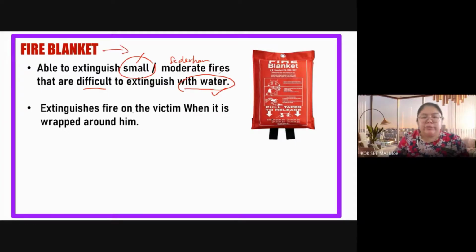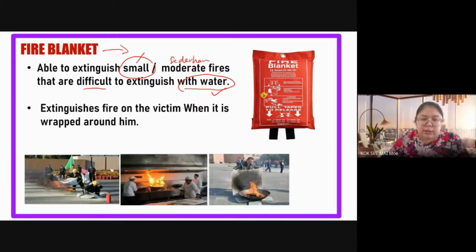It extinguishes fire on the victim when it is wrapped around him. How do we use it? You wrap the victim and bring them out of the fire. So this one is a fire blanket. Normally we use it together with water, then they come out. Okay, this is an example of a fire blanket.